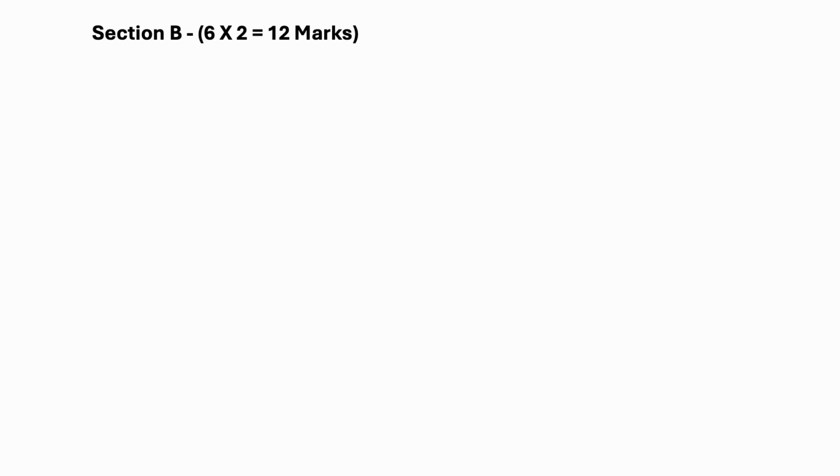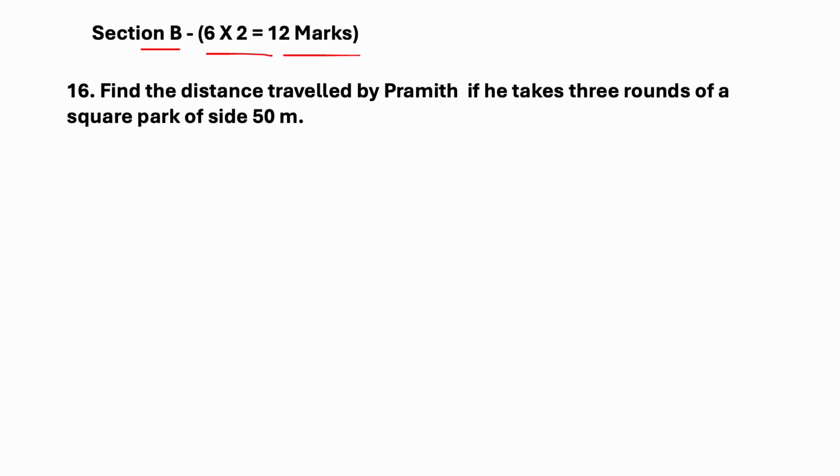Next we have section B. We have 6 questions, 2 marks each. So total 12 marks. Find the distance travelled by Pramit if he takes 3 rounds of a square park of side 50 meter. So he took 3 rounds. Then this park is a square park. Each side is 50 meter. So this is a square park of side 50 meter.